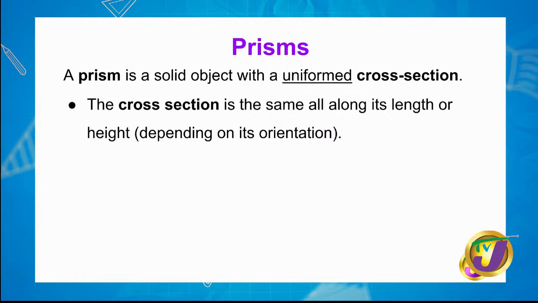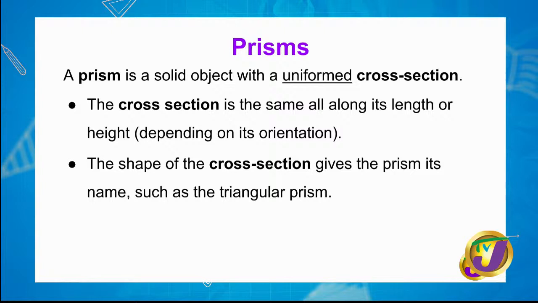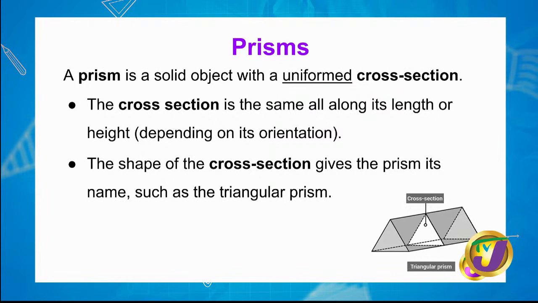As we said earlier, the cross-section is the same along its length or height, depending on its orientation, and the shape of the cross-section actually gives the prism its name. For example, on screen, we have what we call a triangular prism. As we look at the diagram, we're seeing that triangular shape. That's our cross-section, and if we were to cut right in the middle where the word cross-section is, we're going to see the triangle identical to the one at the front. I hope you're getting what I'm saying. I am, and not just in the middle. If I were to cut along any part of what looks like a slice of cheese there, right behind the front face or near the back, I should get the same identical triangular face.